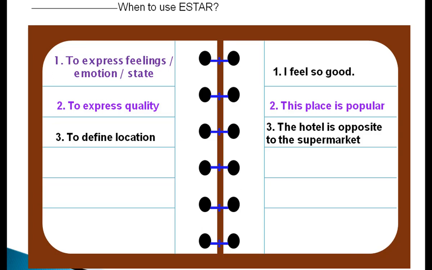To define location. So you are giving the landmark of a place. The hotel is opposite to the supermarket. So yes, a hotel might always be opposite to the supermarket, but then we use estar over here. Although this may seem like a permanent condition, this is something to note. Whenever we are defining a location, we use estar.